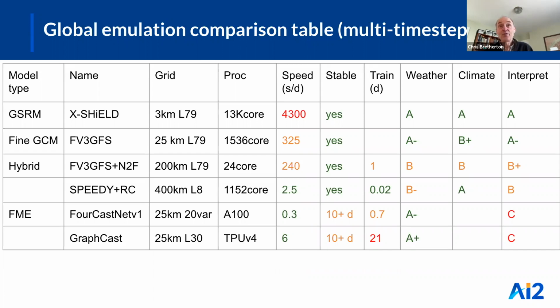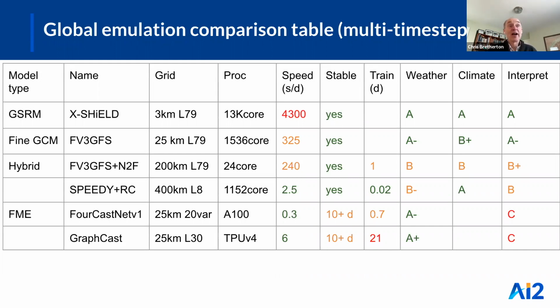It's slow, 4,300 seconds per day inference time, stable, makes great weather, makes a climate that we believe we trust, very interpretable, except for the huge data volumes. So we'd give it an A on all categories. However, its speed is terrible, so it gets a C on that.